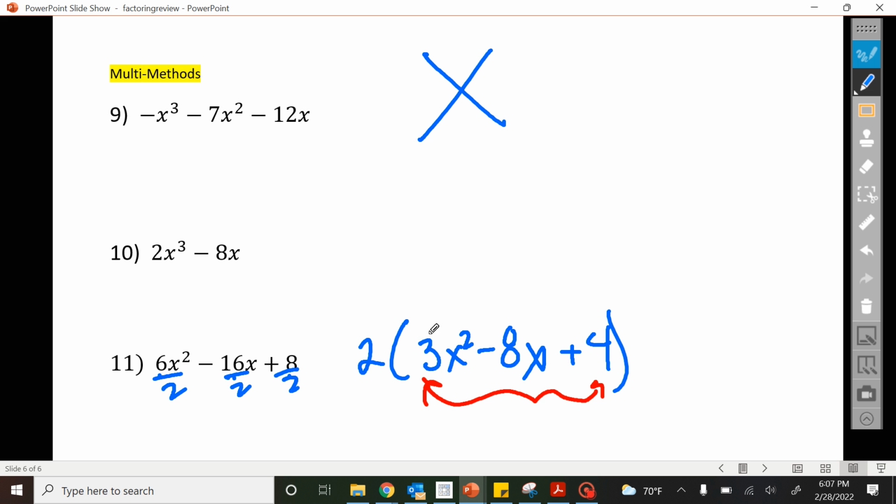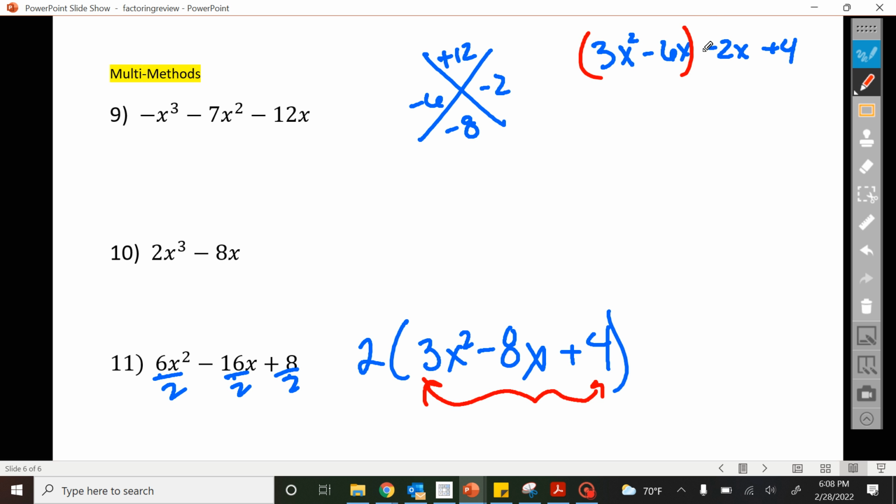I do have to do this the long way because there's a number in front of the x squared. So 3 times 4, so up in the top is positive 12, negative 8 in the bottom. Looking for numbers that multiply to positive 12 and add to negative 8, that's negative 6 and negative 2. So I'm going to use that to break up the negative 8x. So it becomes negative 6x and negative 2x.